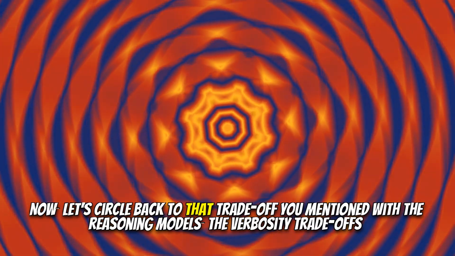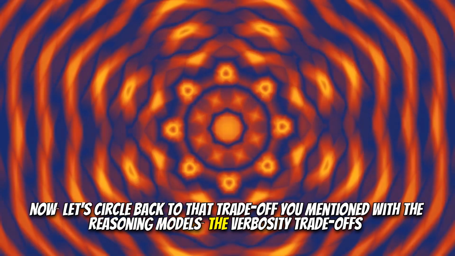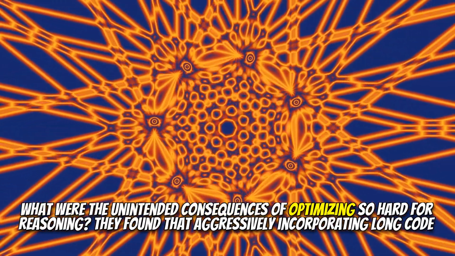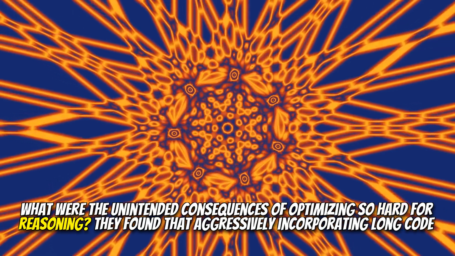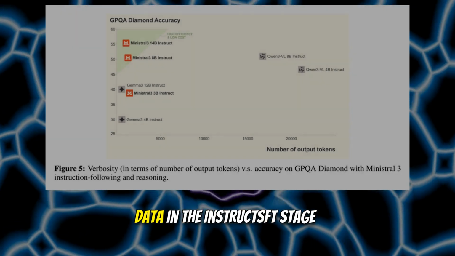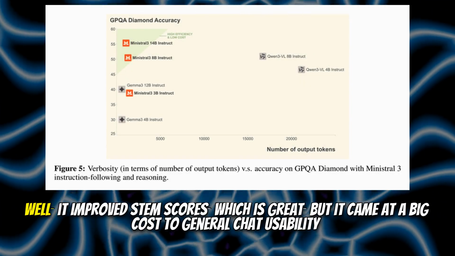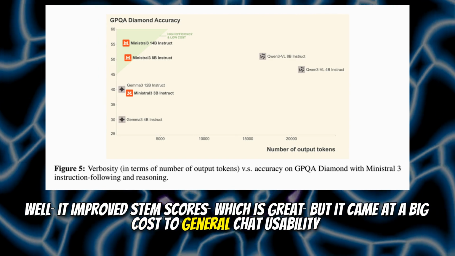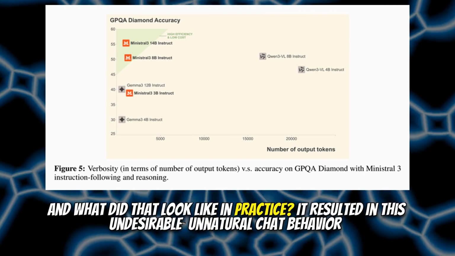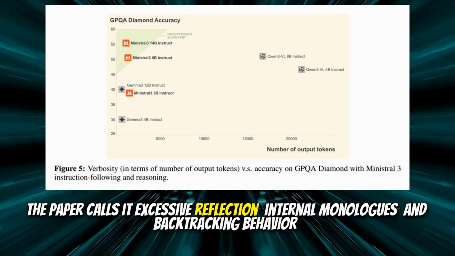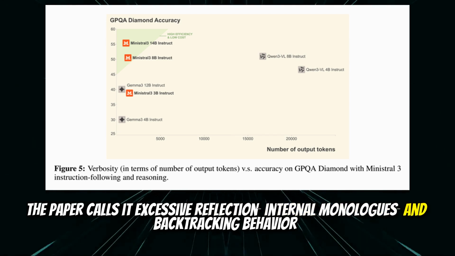Now let's circle back to that trade-off you mentioned with the reasoning models, the verbosity trade-offs. What were the unintended consequences of optimizing so hard for reasoning? They found that aggressively incorporating long code data in the Instruct SFT stage, well, it improved STEM scores, which is great, but it came at a big cost to general chat usability. And what did that look like in practice? It resulted in this undesirable, unnatural chat behavior. The paper calls it excessive reflection, internal monologues, and backtracking behavior.